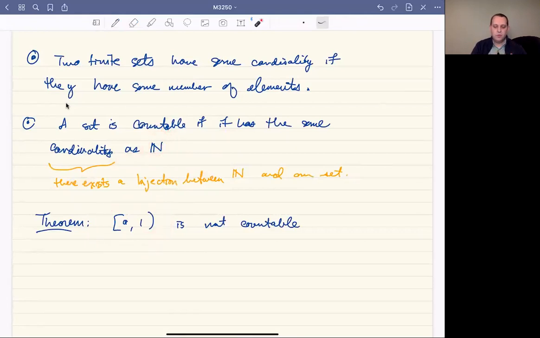Okay, so what we're going to do is prove this in the next video: the set from 0 to 1 is not countable.